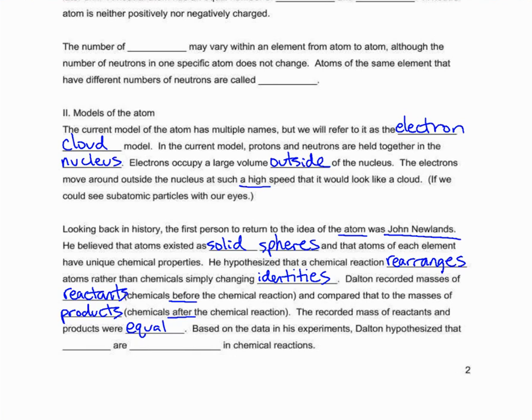That's the observation that he found. Based on the data in his experiments, his hypothesis is that atoms are rearranged in chemical reactions. Atoms are rearranged. So he's got these solid spheres. So let's think of them like marbles. You've got some marbles, and there's a few marbles put together in one, a few marbles put together over here, and you bring the two together, rearrange the marbles, and then separate them. And now you have two different sets of marbles. And that's maybe the idea.